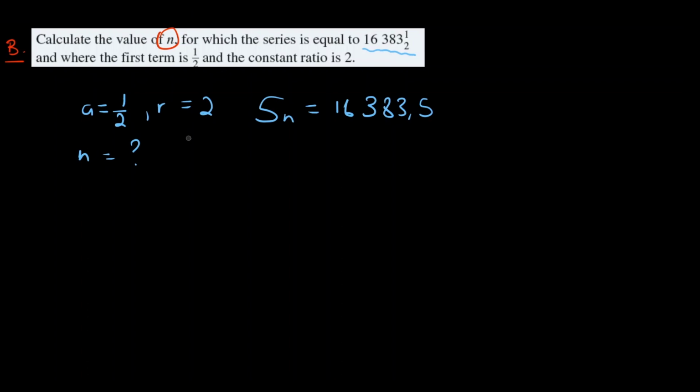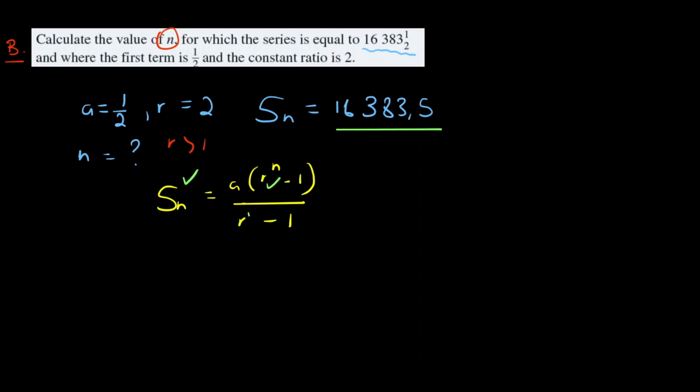So we know that our r is 2, which means r is greater than 1, which means we're going to be using the formula S_n is equal to a(r^n - 1) over r - 1. We know what S_n is. We are told that it's 16,383.5. We know what r is. It's 2. We know what a is. It's a half. So we just substitute and we calculate the unknown.